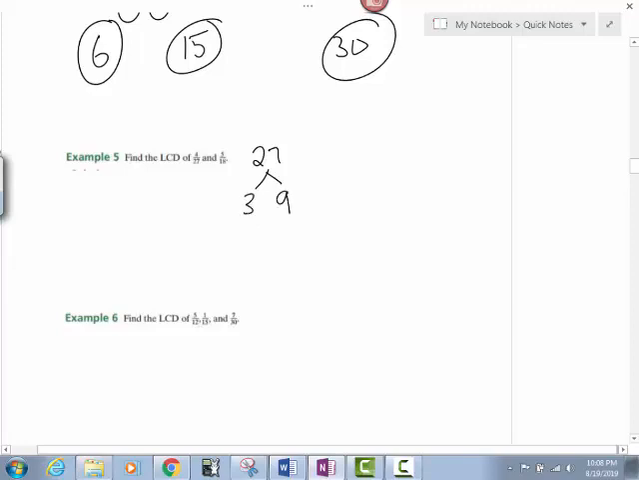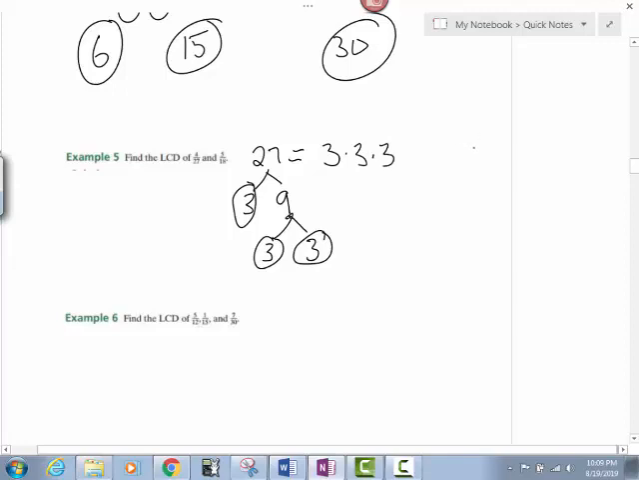Well, 3 and 9. I'm going to circle the number 3 because I cannot break it down. I can break down the number 9, so I'm going to continue to break it down. That's 3 and 3, but those 3's cannot be broken down. I'm now going to write my number 27 as 3 times 3 times 3.